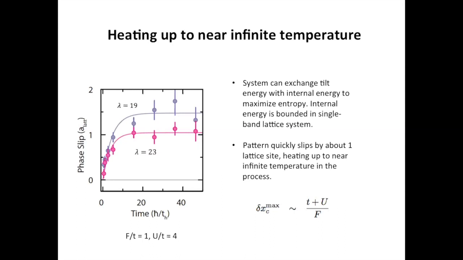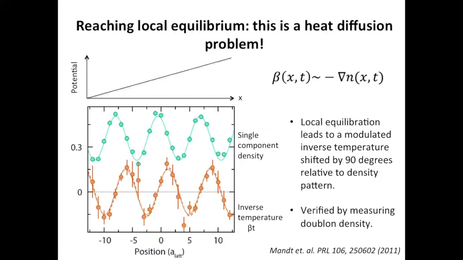From that point on, we basically conserve the center of mass of the system, and that's what we observe in the experiment. We see a slip on the order of 1 lattice site, and then the center of mass stays the same. Now we're close to infinite temperature, but we still need to thermalize the system by removing these charge density waves.